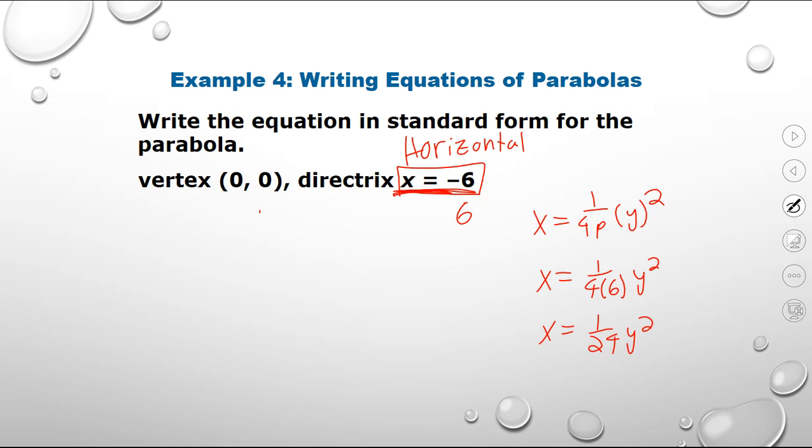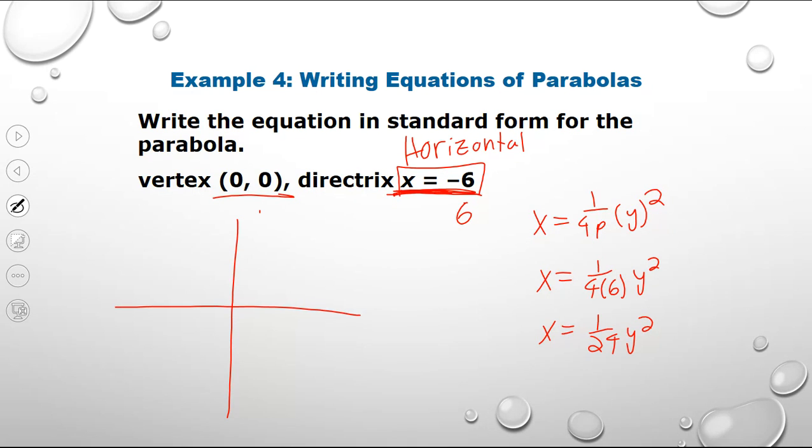Okay, so again, p is the distance, and since the vertex is 0, 0, the directrix is at negative 6. If you visualize this on a graph, the vertex is 0, 0, and the directrix is at x equals negative 6, which would be right here. That would mean our parabola would look something like this. And you can see it is 6 units away, so the p-value is going to be 6 or negative 6. But why is it positive? Well, if you visualize this parabola, you can clearly see that it's opening to the right, and opening to the right is positive. So that's just another way to check.